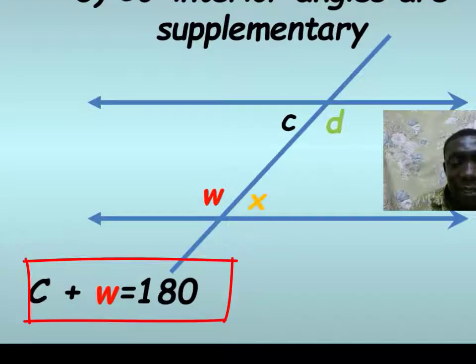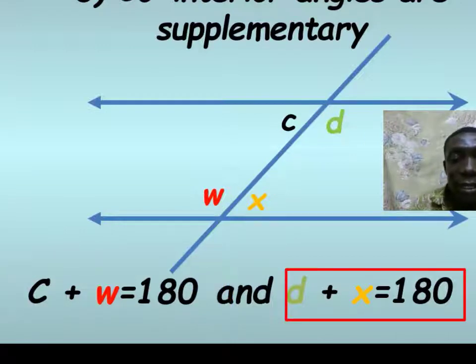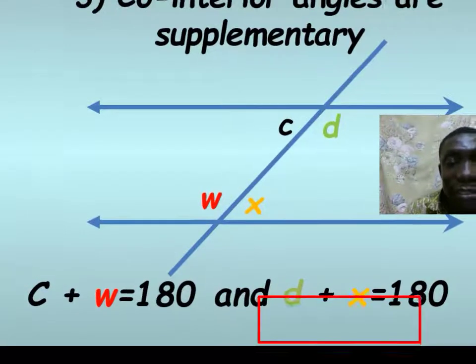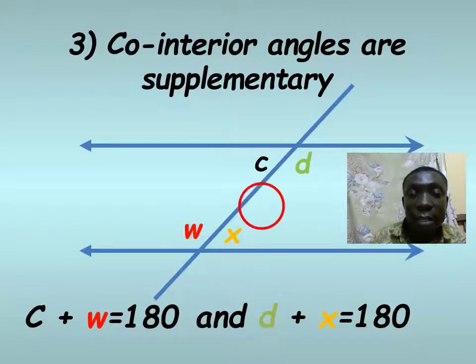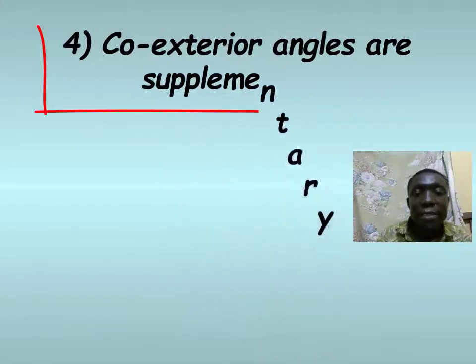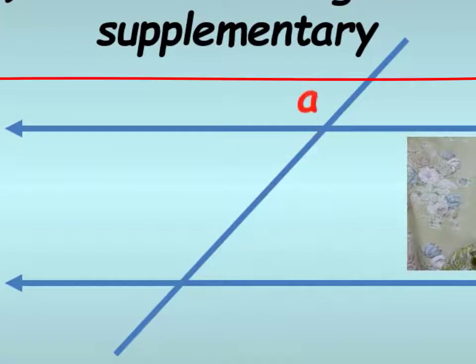Then D and X constitute co-interior angles. When we sum them, it should give us 180 degrees. That's the confirmation: angle D plus angle X constitute 180 degrees. Co-exterior angles are also supplementary. Let's see that illustration too.